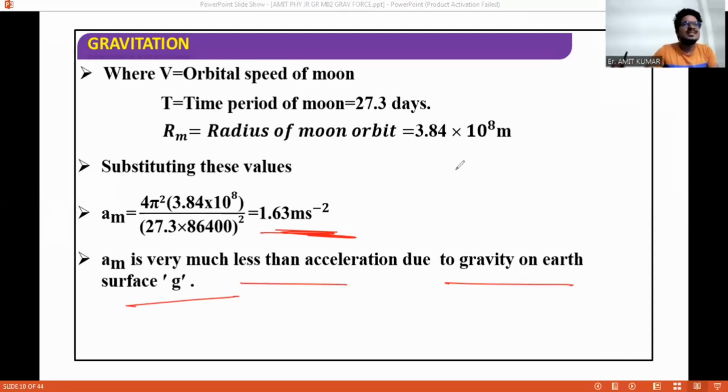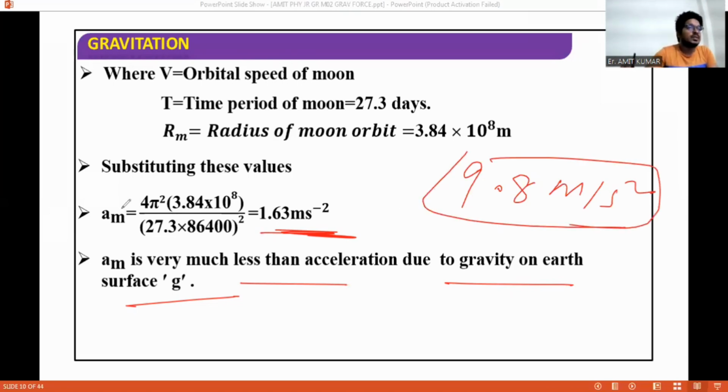What is G on Earth? That is 9.8 meter per second square. Irrespective of that, this AM is 1.63 meter per second square. So it's comparatively very less.